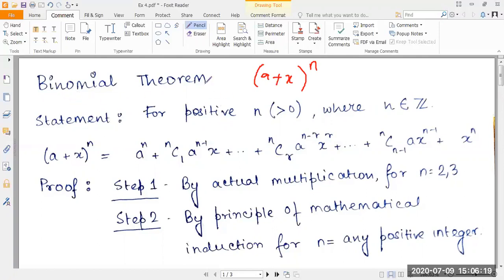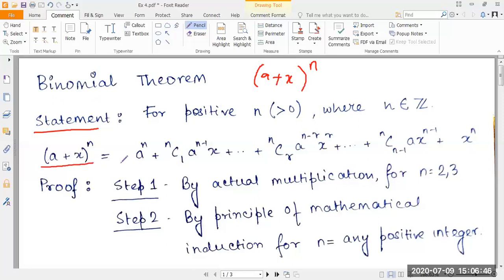Now, the formal definition of the binomial theorem is the algebraic formula by which a binomial expression raised to a certain positive integral power can be expressed in the form of a finite series. The finite series is called the expansion of the power of the binomial. This binomial theorem was discovered by Sir Isaac Newton. And I have the statement of the binomial theorem written here as follows.